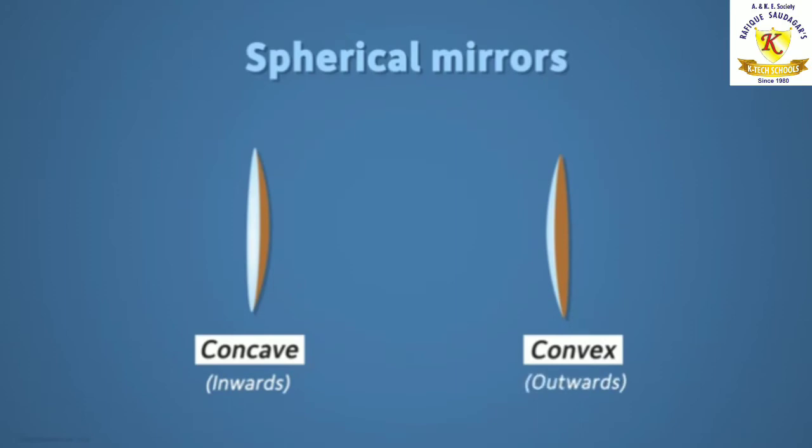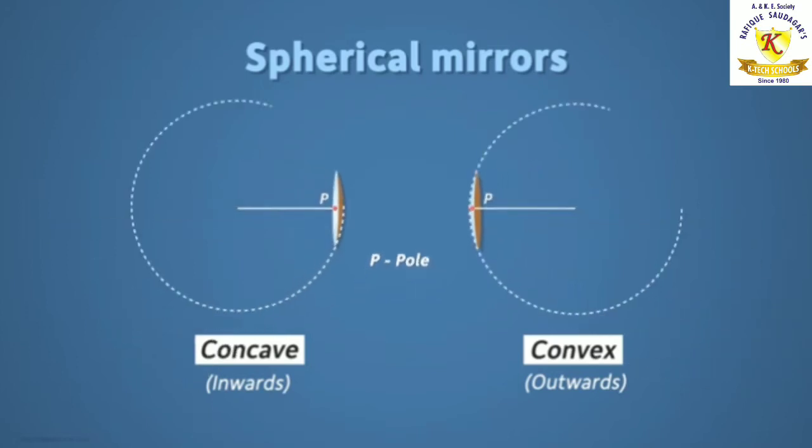Okay? Now, the center of the reflecting surface of the mirror is called the pole. We represent it by the point P. In front view from both the mirrors, you can see that the pole is present right at the center. Now, as I told you, the reflecting surface forms a section of a sphere, right? So this sphere must have a certain center. This center of the sphere is called the center of curvature, denoted by C.